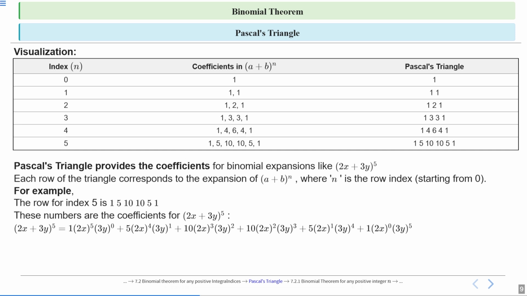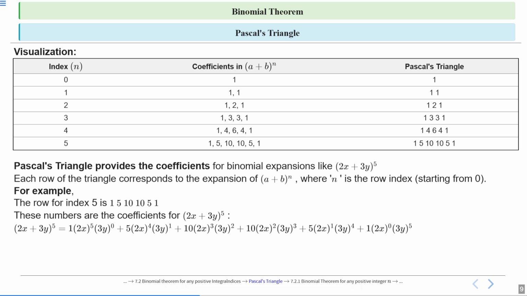So let's write out the expansion using these coefficients. (2x plus 3y) to the power 5 is equal to 1 times (2x) to the power 5 into (3y) to the power 0, plus 5 times (2x) to the power 4 into (3y) to the power 1, plus 10 times (2x) to the power 3 into (3y) to the power 2, plus 10 times (2x) to the power 2 into (3y) to the power 3, plus 5 times (2x) to the power 1 into (3y) to the power 4, plus 1 times (2x) to the power 0 into (3y) to the power 5.